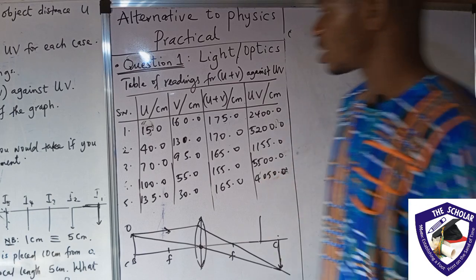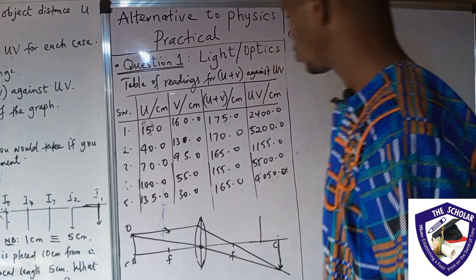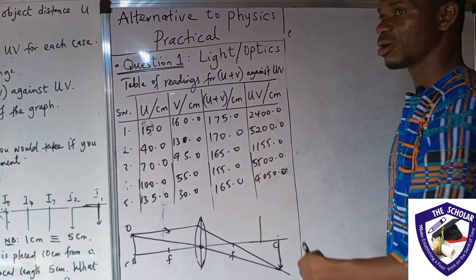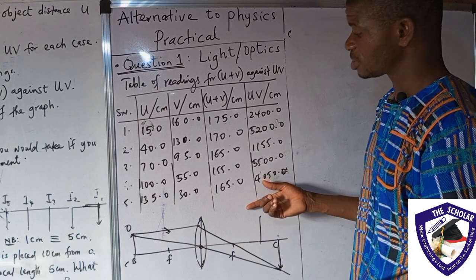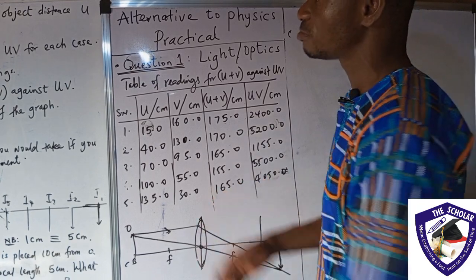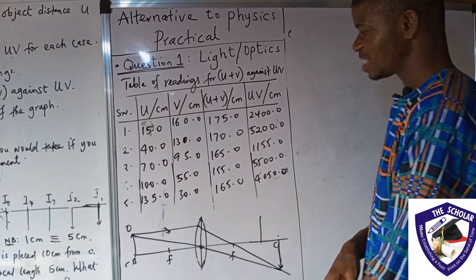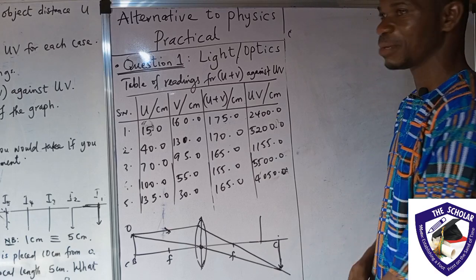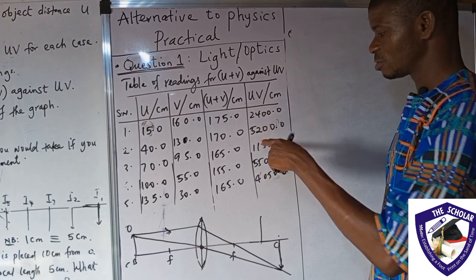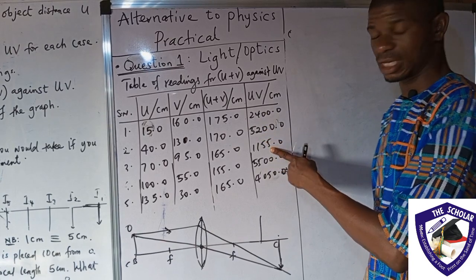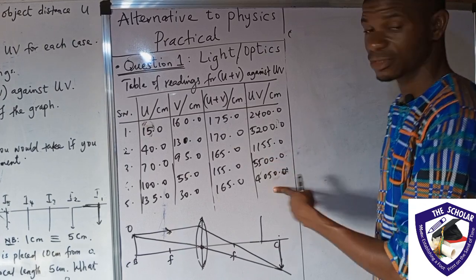So let's now look at where to plot the graph. Now, if you look at this graph, because it has to do with mirror or lens, you see that the values are juggling in between 240 to 5200. Then the value falls down again, then it rises again and it falls.